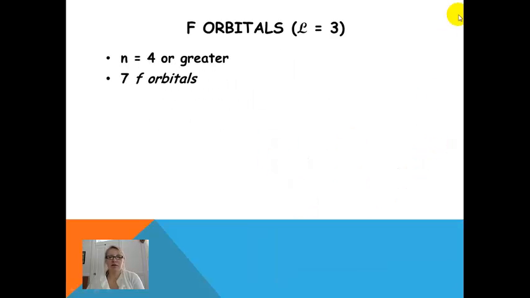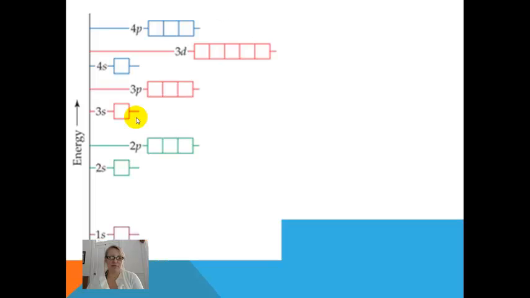And f orbitals are when L equals 3. And remember, you can only have 4f and 5f, so you have to be in the 4th energy level or above. And there's 7 different f orbitals. So -3, -2, -1, 0, 1, 2, and 3. And that tells you which ones the electrons are in. And remember that as you get farther from the nucleus, the energy increases.